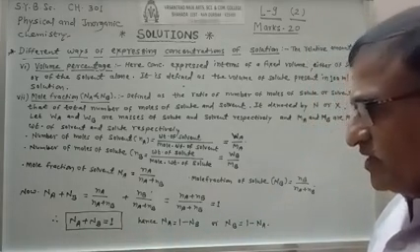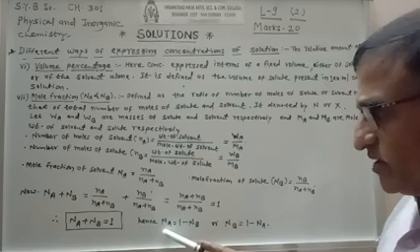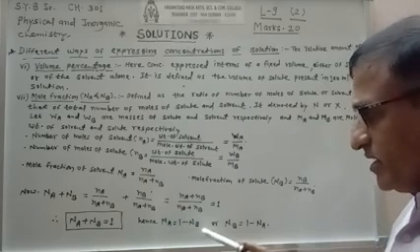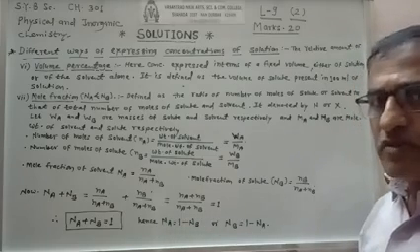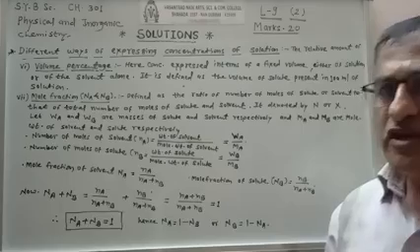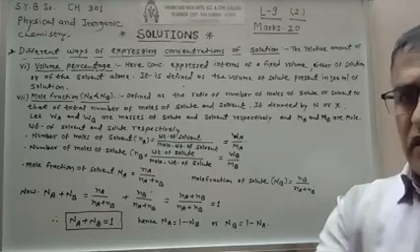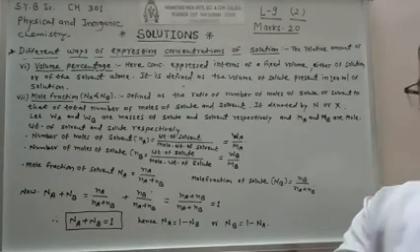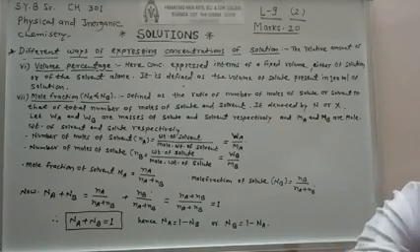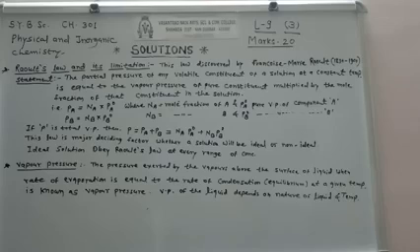Hence, we can calculate Xa or Xb from this equation. We have Xa is equal to 1 minus Xb, or Xb is equal to 1 minus Xa. So, in this way, we can calculate mole fractions. So, these are the 7 terms we can use for expressing concentrations of the solution.